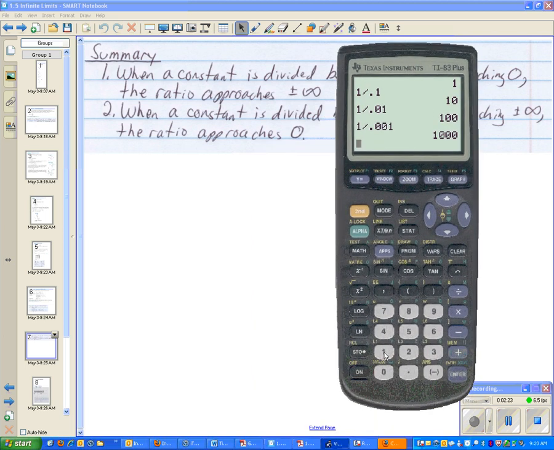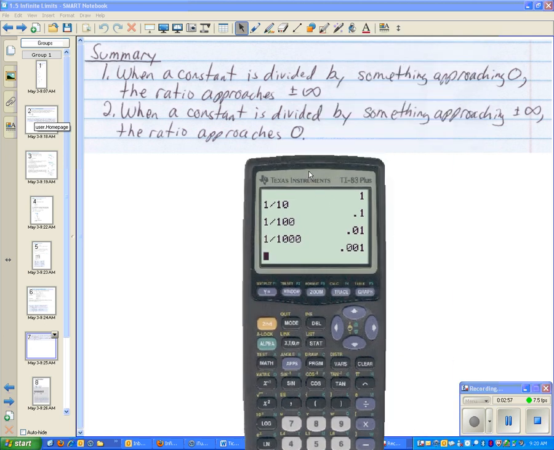So let's take our constant. Let's divide it by 1. So let's take 1, divide it by 1, we get 1. All right, now let's take 1 and divide it by 10. 1 divided by 100. 1 divided by 1,000. And what is happening to our ratio? It's getting smaller. It's approaching 0. So, do these two summary points make sense?